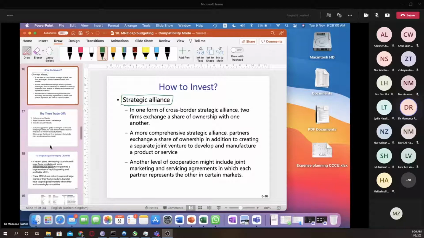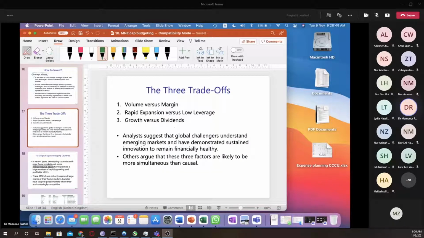So how to invest, right? There are three trade-offs that you need to look into, three aspects that you need to balance in international business. First one is whether you are going for volume of production or you are going for margin: profit margin, sales margin. Then, rapid expansion versus low leverage.